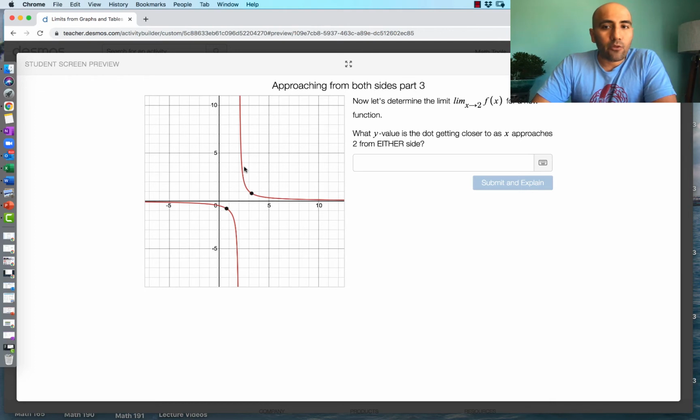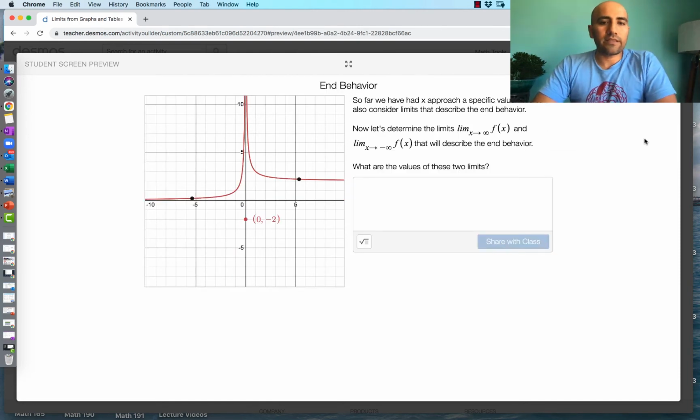Both of them really mean that the limit doesn't exist, but you can include that it equals positive or negative infinity as a way of providing more information. But if the question was, does the limit exist as x approaches 2 from either side, the answer is no, the limit does not exist.